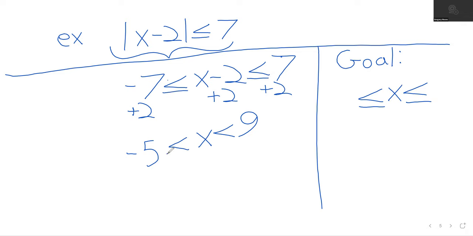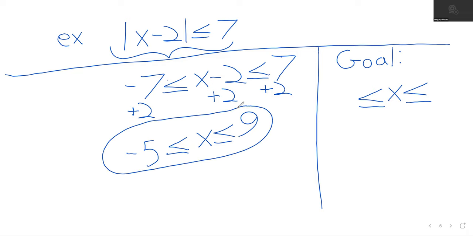All our work would be exactly the same. We just have those less than or equal to symbols instead of the less than symbols. And let's take this opportunity to provide a little bit of notation.